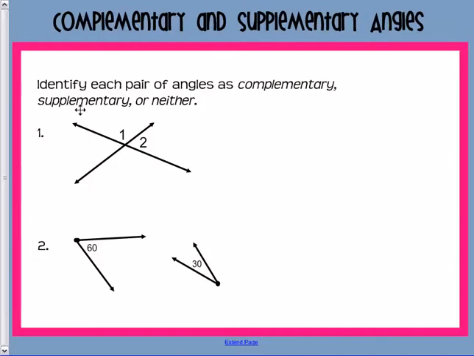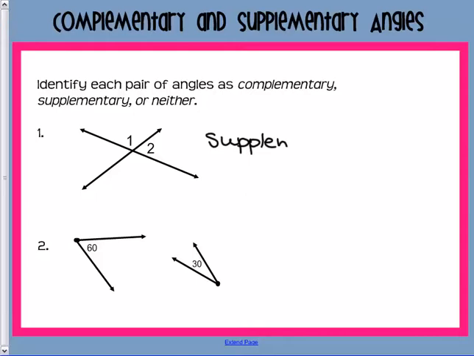All right, so let's identify each pair of angles as either complementary or supplementary or neither. With this first one, these are on a line, right? And this line, if we look at it, is a straight line. So these are supplementary. Make sure that you spell it correctly. Supplementary angles. So angle 1 and angle 2 are supplementary angles.